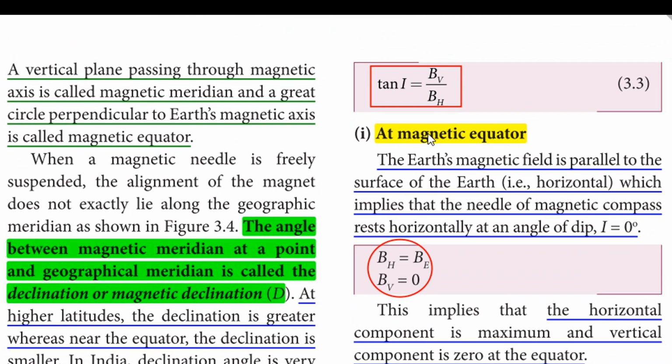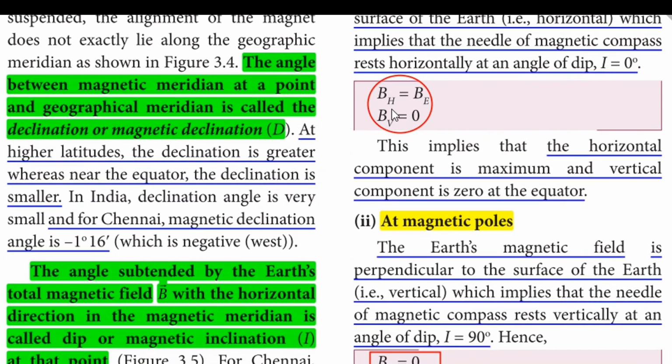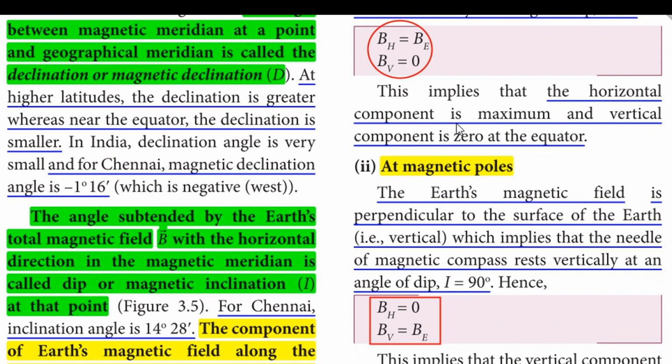At the magnetic equator, the Earth's magnetic field is parallel to the surface of the Earth, which implies that the needle of the magnetic compass rests horizontally at an angle of dip, that is I equals 0 degrees. So BH is equal to BE and BV equals 0. This implies that the horizontal component is maximum and the vertical component is 0 at the equator.